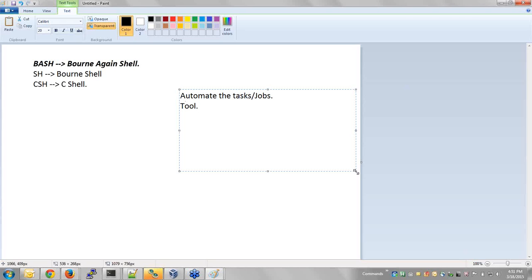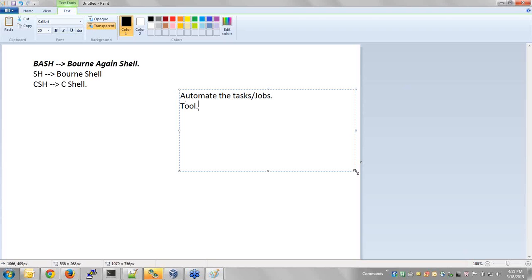Okay, so can you imagine a day without a screwdriver, to remove a particular screw from a wall or from a wooden thing? It is possible, but you have to struggle a lot. In the same way, shell scripting is nothing but making tools, which can make your job easy.